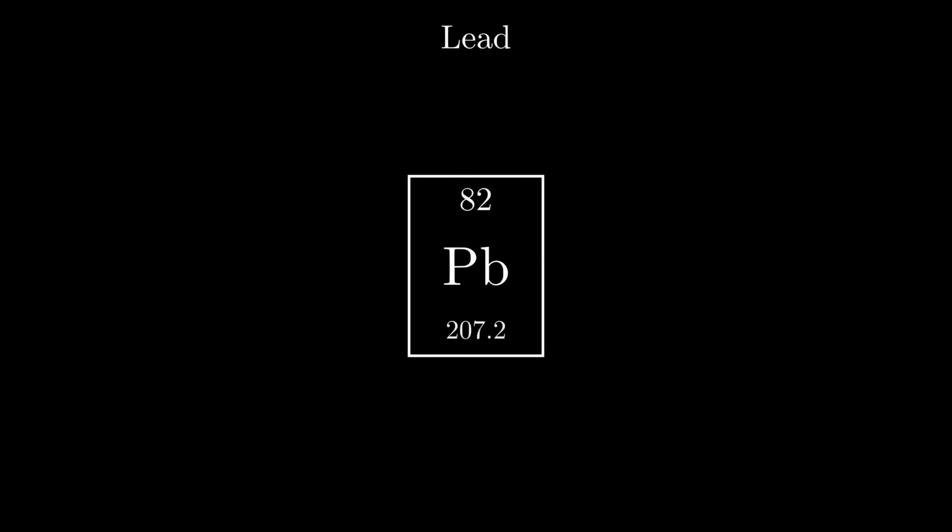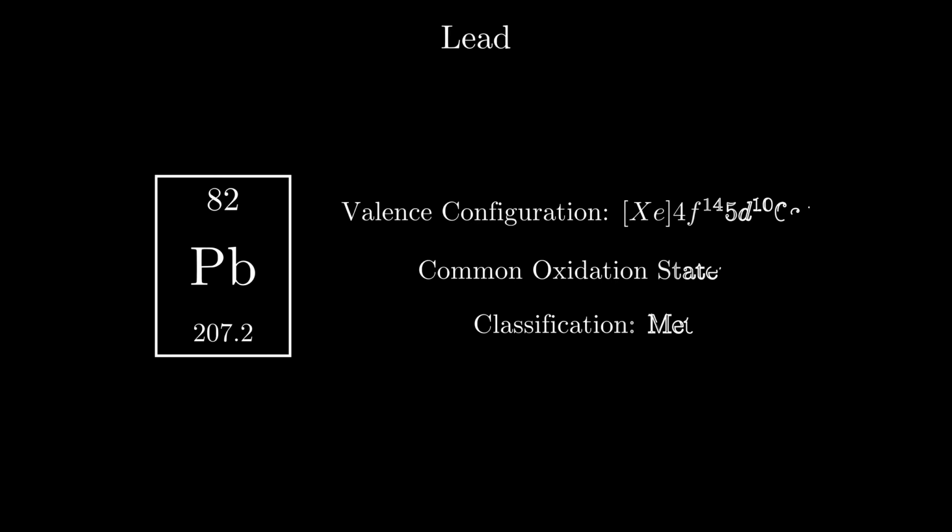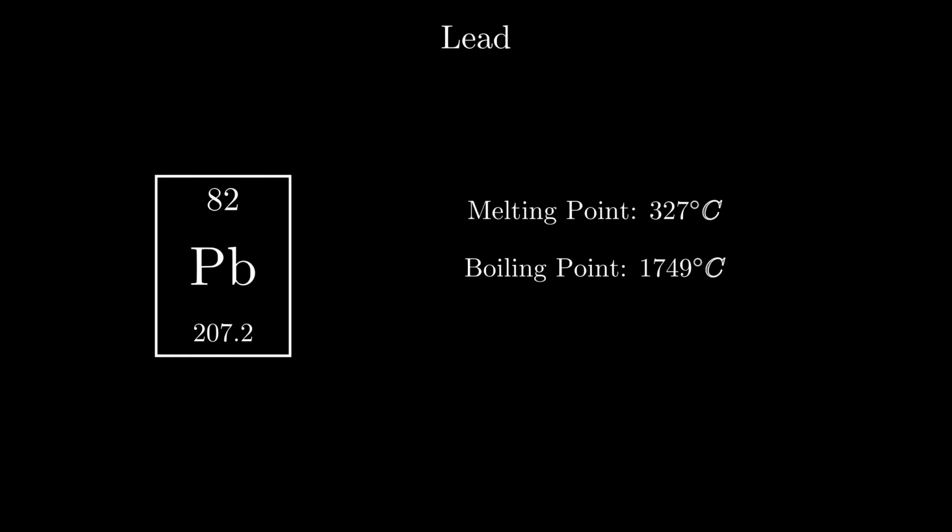Lead, element 82, with an atomic mass of 207.2 AMU. It has a valence configuration of 6s2 6p2, normally taking on an oxidation state of +2, a melting point of 327 degrees Celsius, and a boiling point of 1749 degrees Celsius. Lead is the second metal in this group.